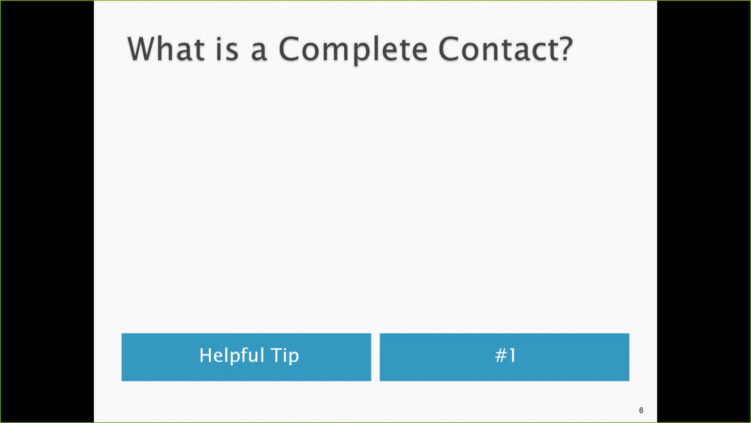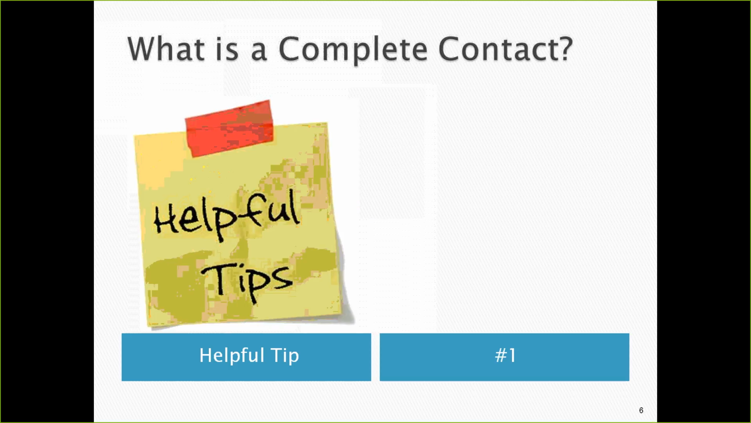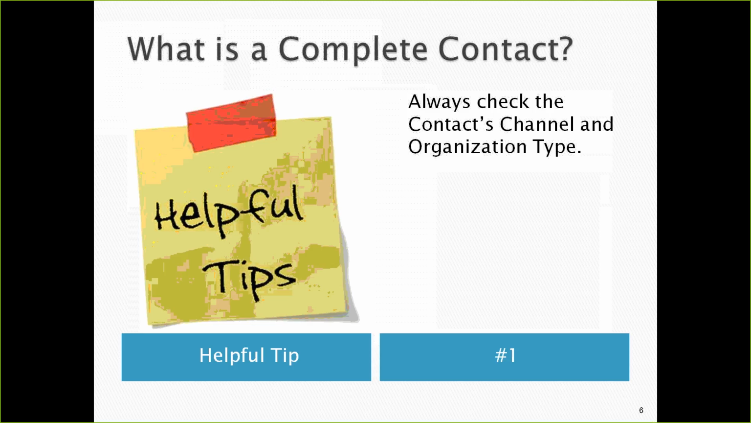All right, here's the first of a couple of helpful tips. Helpful tip number one, always check the contact's channel and organization type. What we mean by this is if you're adding a contact that you know, let's say like in the case of John Bon Jovi, is a wirehouse rep, we know he's part of the financial advisor channel. If we happen to add him to a firm and the channel indicates that he's part of the RIA channel or he's part of the institutional channel, then it could mean a couple of different things.